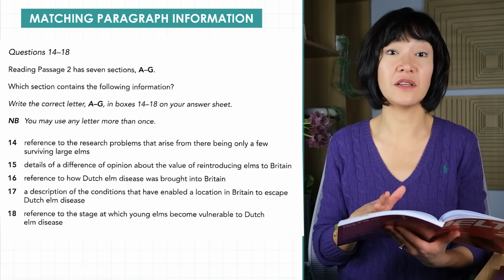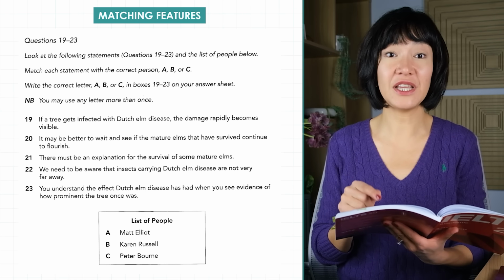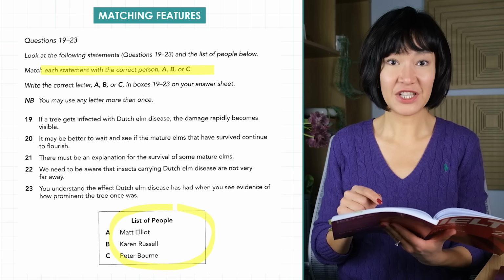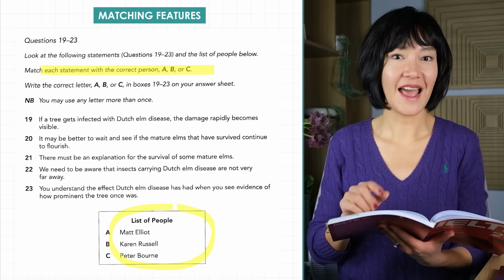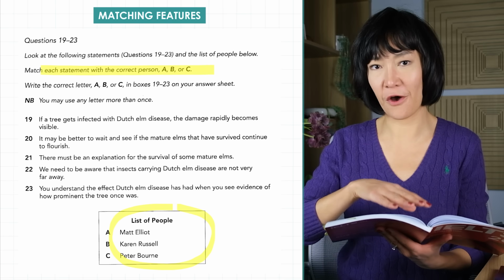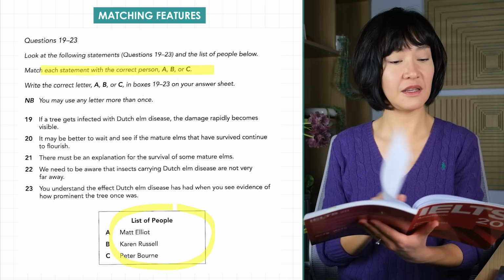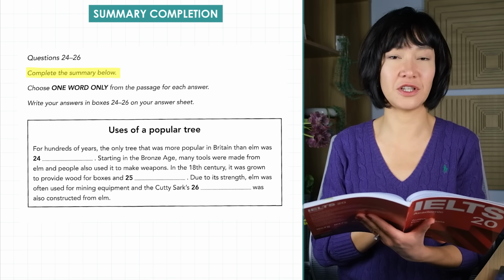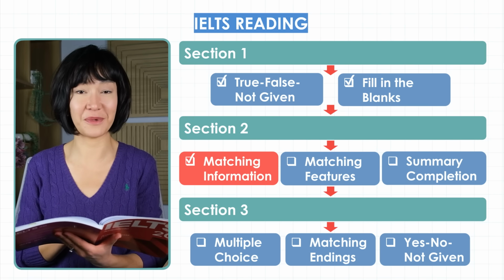So the second one is called matching features. This one is interesting because we need to match each statement with the correct person. So we should highlight all the surnames in the passage. And I'm going to be highlighting all the surnames when I'm solving the first task. And now the third task is complete the summary below. There's nothing we need to know about it right now, so let's start with our matching paragraph information.